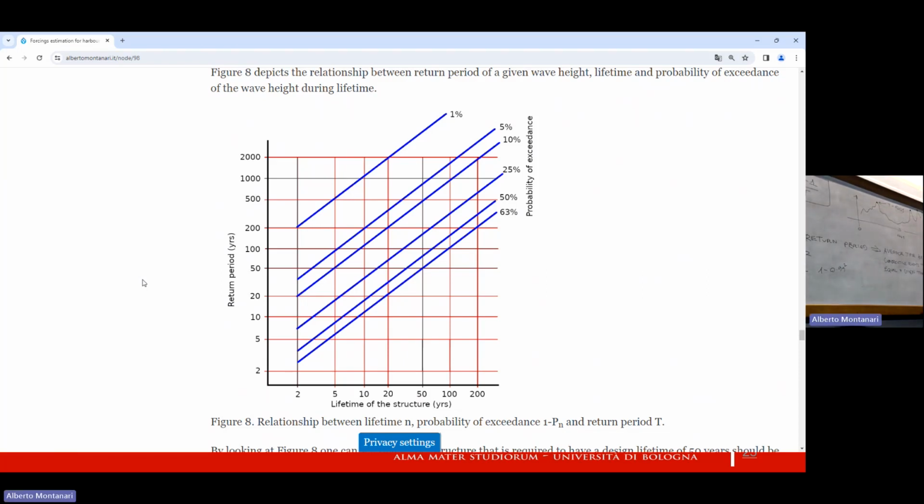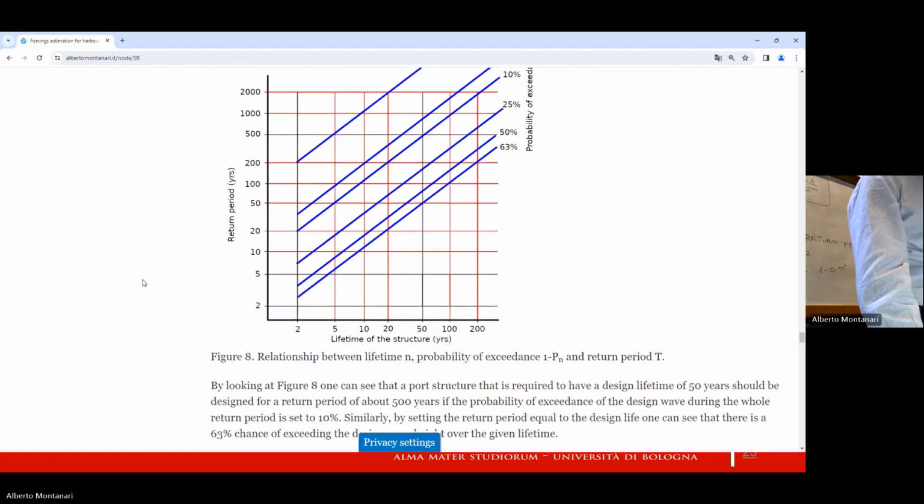So in a lifetime corresponding to the return period, I have 63% probability of reaching the design wave height. This is interesting. So, I mean, if you design for 100-year return period, you are not really safe. In 100 years, you have a quite relevant probability, 63%, of getting it. So the consequences of your design must be duly evaluated.